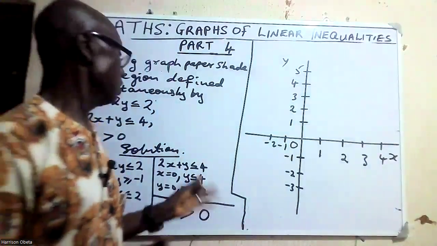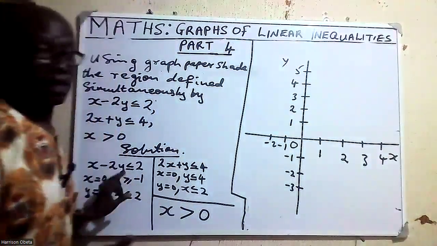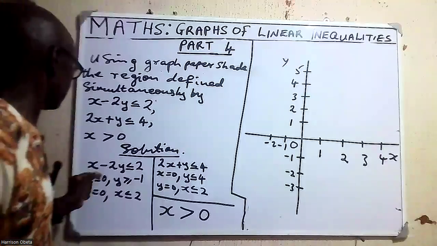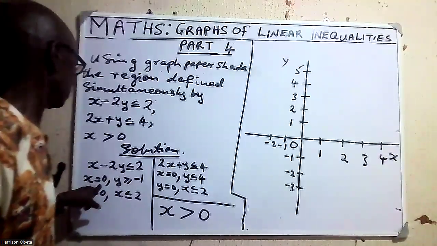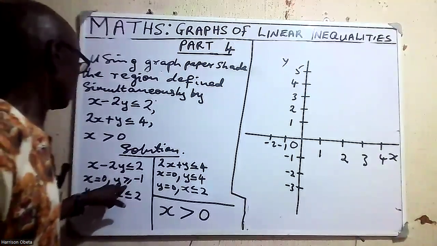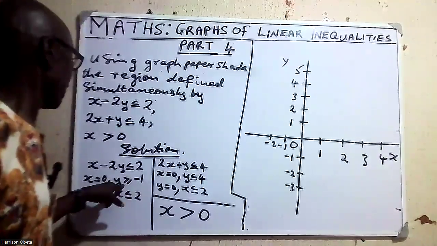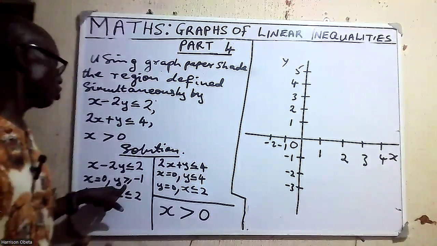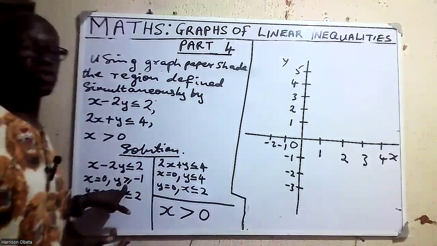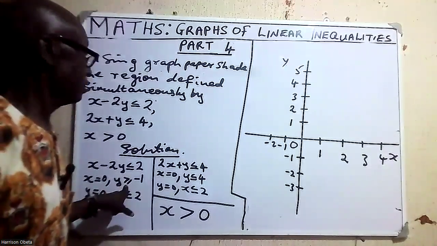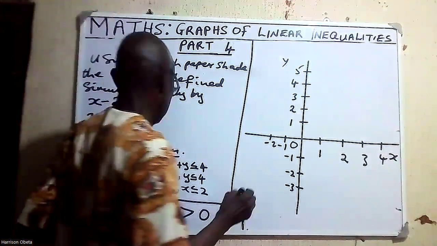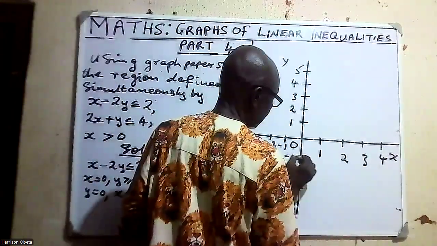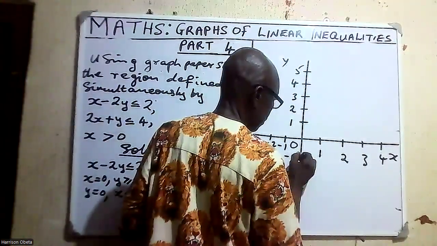Okay, we're now going to be, as I said earlier, these are lines. So for the first one, when x equal to 0, y is greater than or equal to minus 1. So we are going to check where y is equal to minus 1, because that is where the line will cut the y-axis. And that's the first point. And so y is equal to minus 1 here. You mark your x.